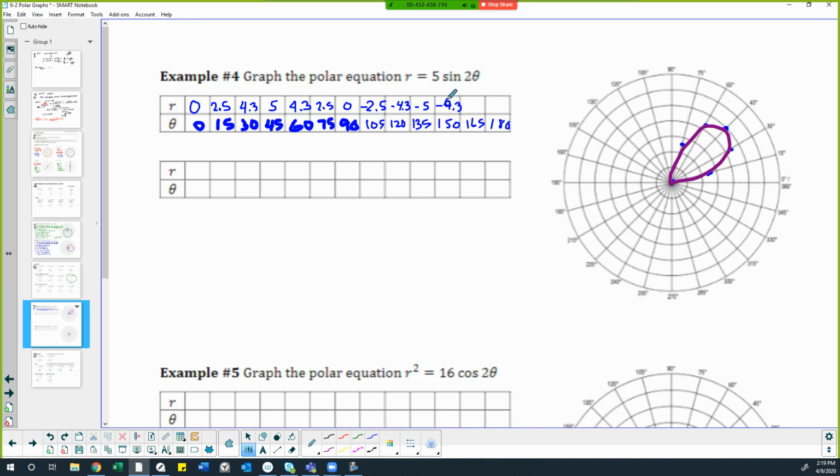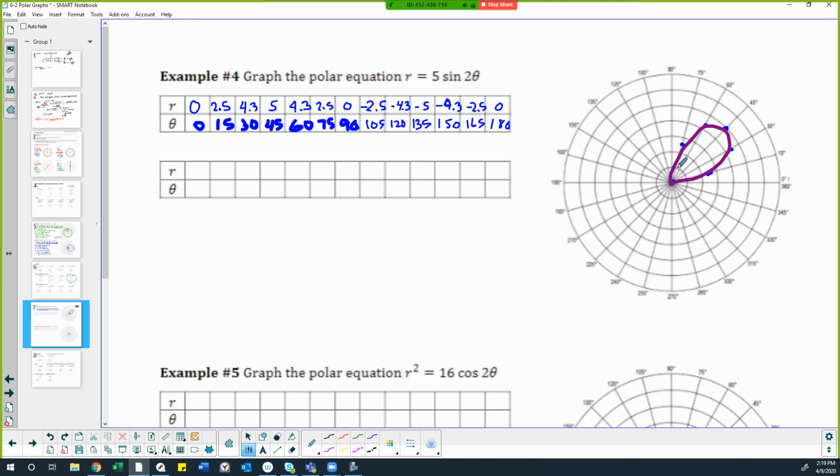Just say them out loud. So 105 is negative 2.5, 120 is negative 4.3, 135 is negative 5, 150 is negative 4.3, 165 is negative 2.5, and 180 is back to 0 because it's 2 times 180, which is 360, which is 0 times 5, which is 0. Okay, so then let's graph those.